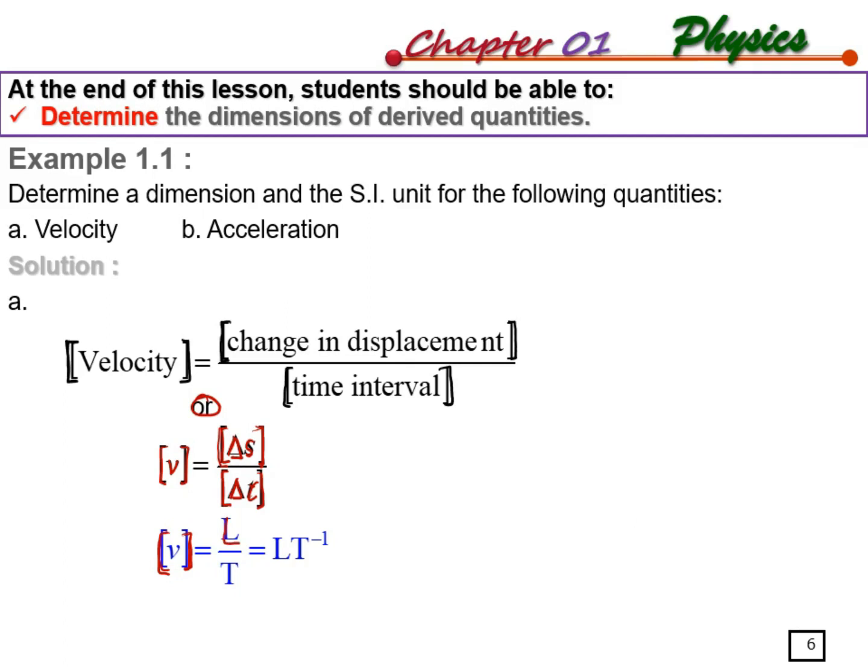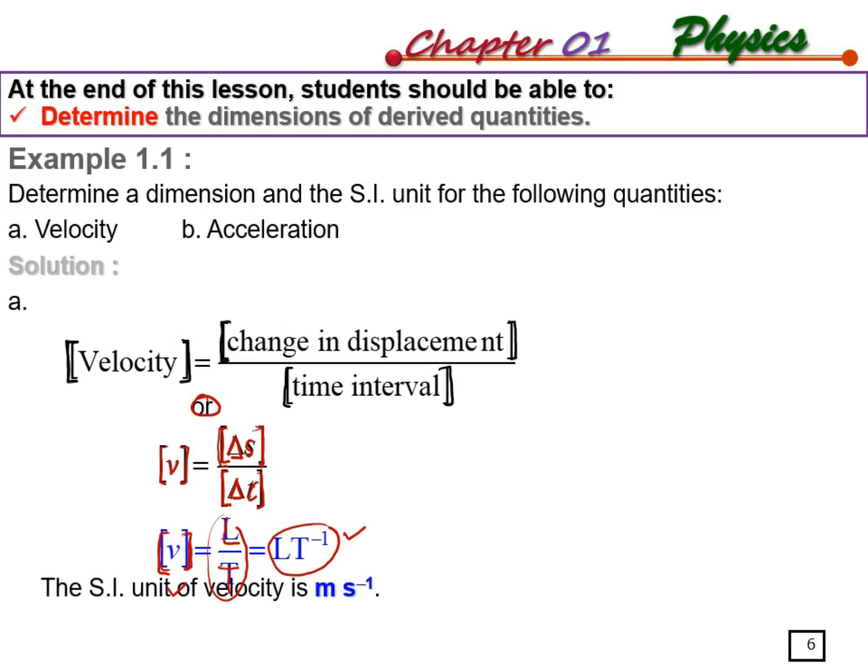Okay, and the delta T just now is the time taken. So the symbol for the dimension of the time taken is capital T. So we combine this, L over T, becomes L T power of -1. This is the dimension of the velocity.